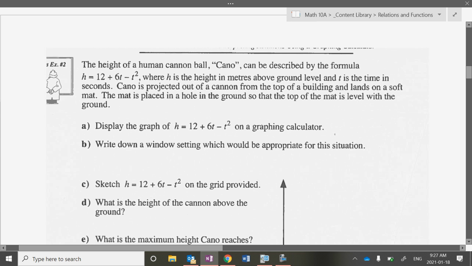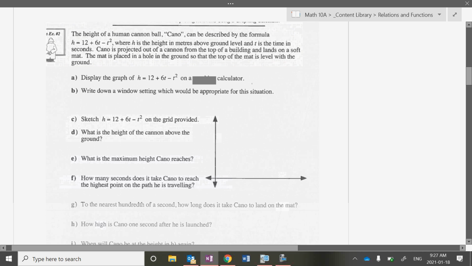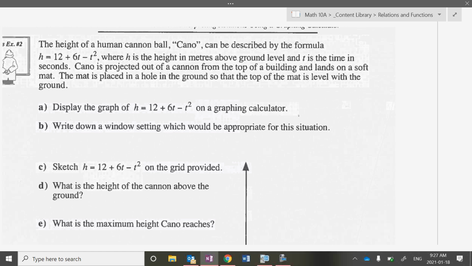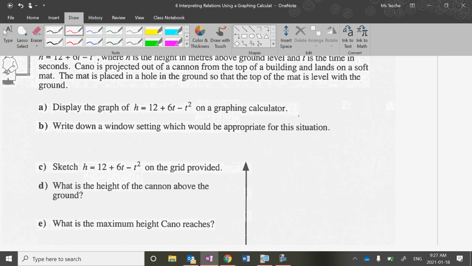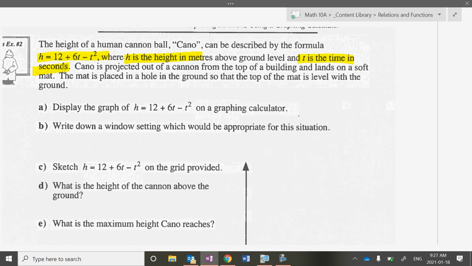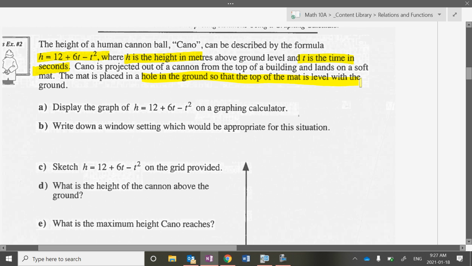We're going to do one more big example. The height of a human cannonball, Cano, can be described by this formula, 12 plus 6t minus t squared, where h is our height in meters above the ground and t is our time in seconds. Cano is projected out of a cannon from the top of a building and it lands on a soft mat. The mat is placed in a hole in the ground, so the top of the mat is level with the ground.